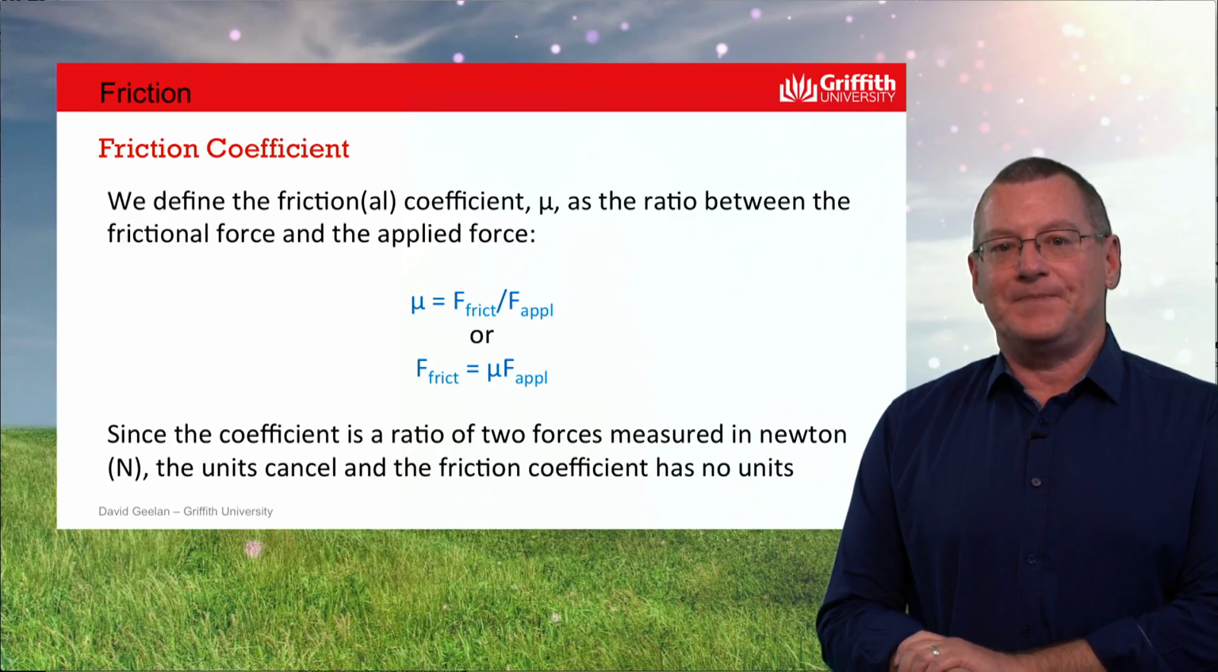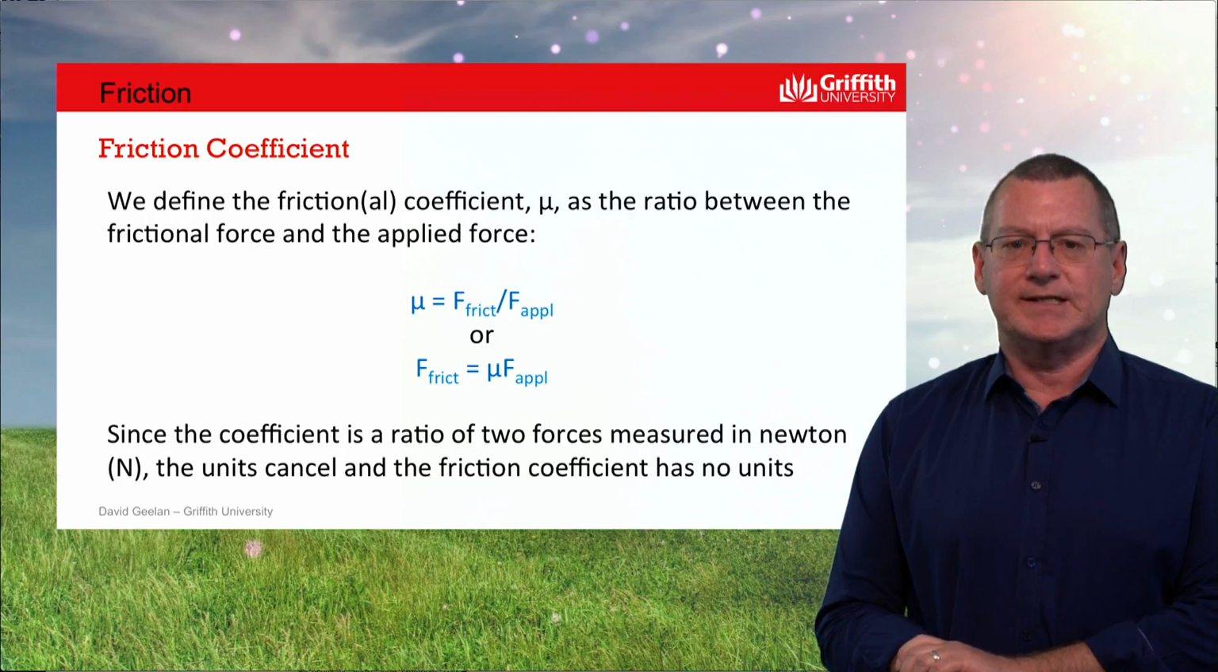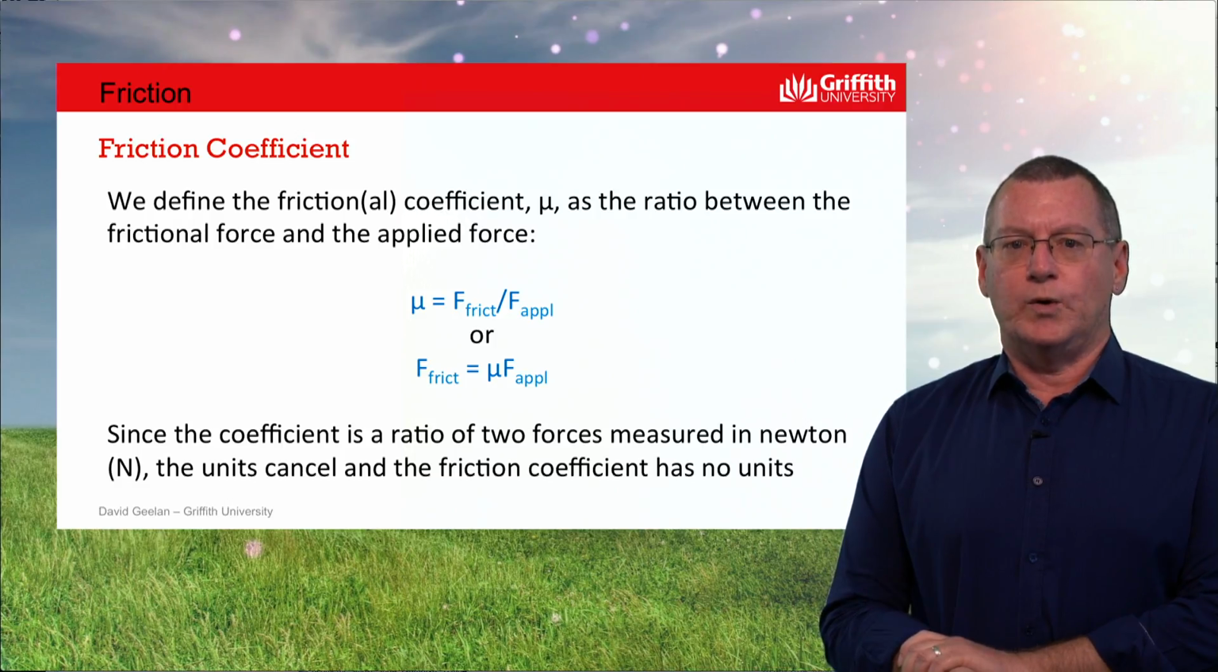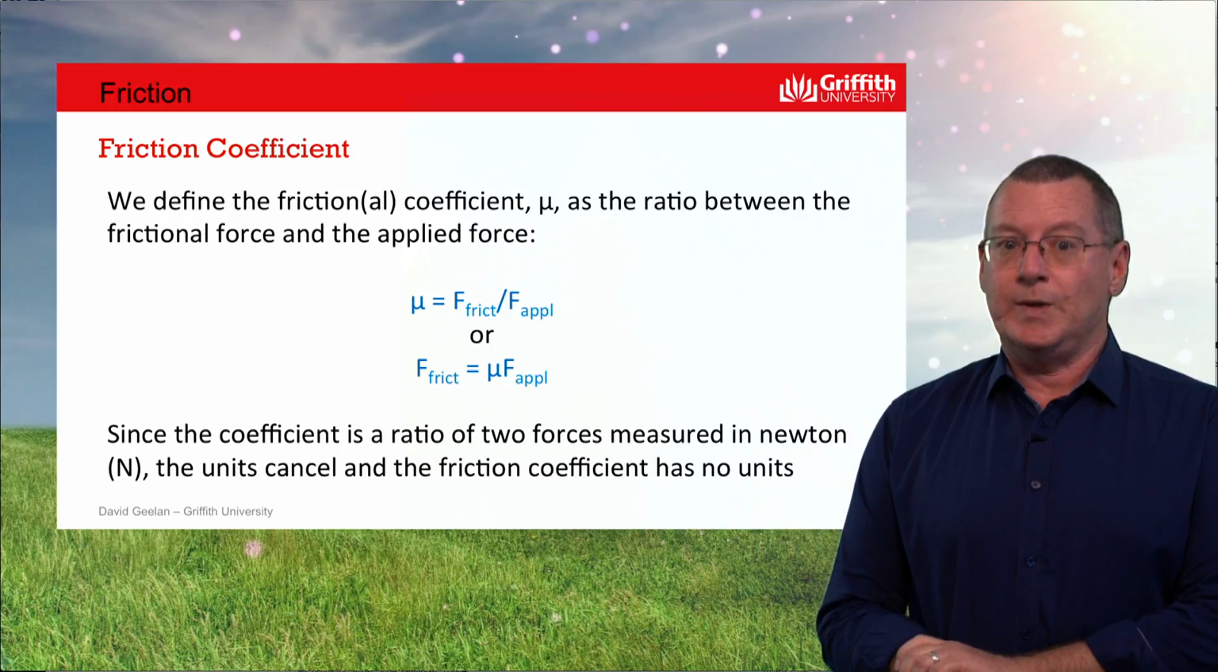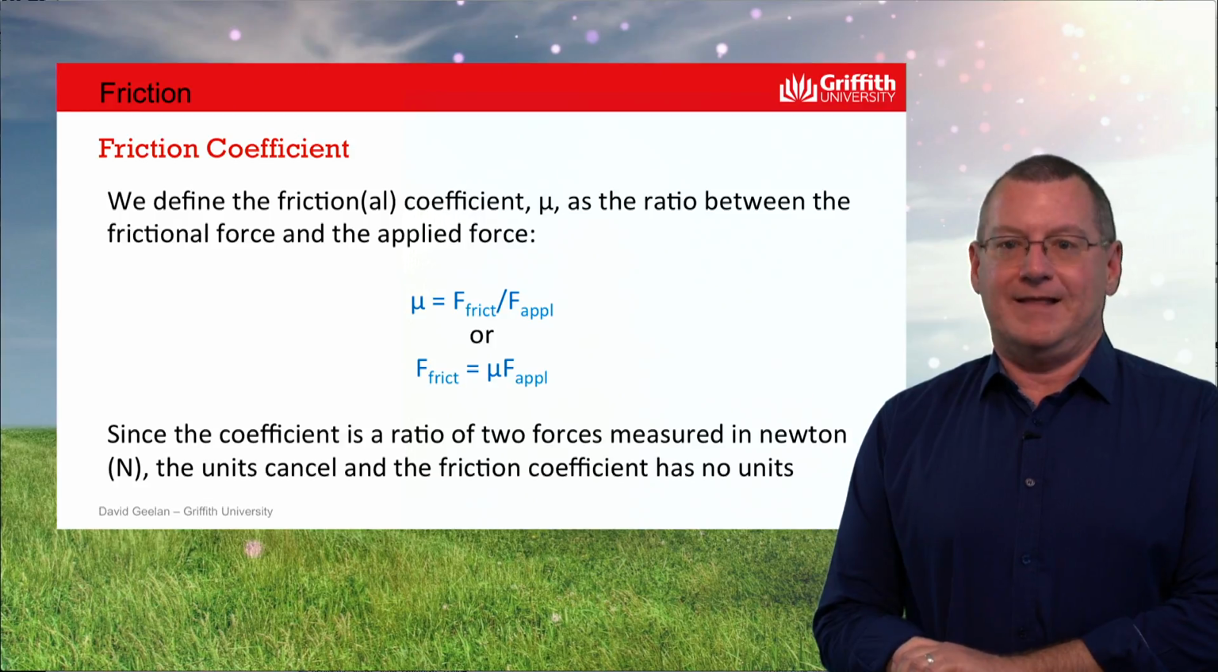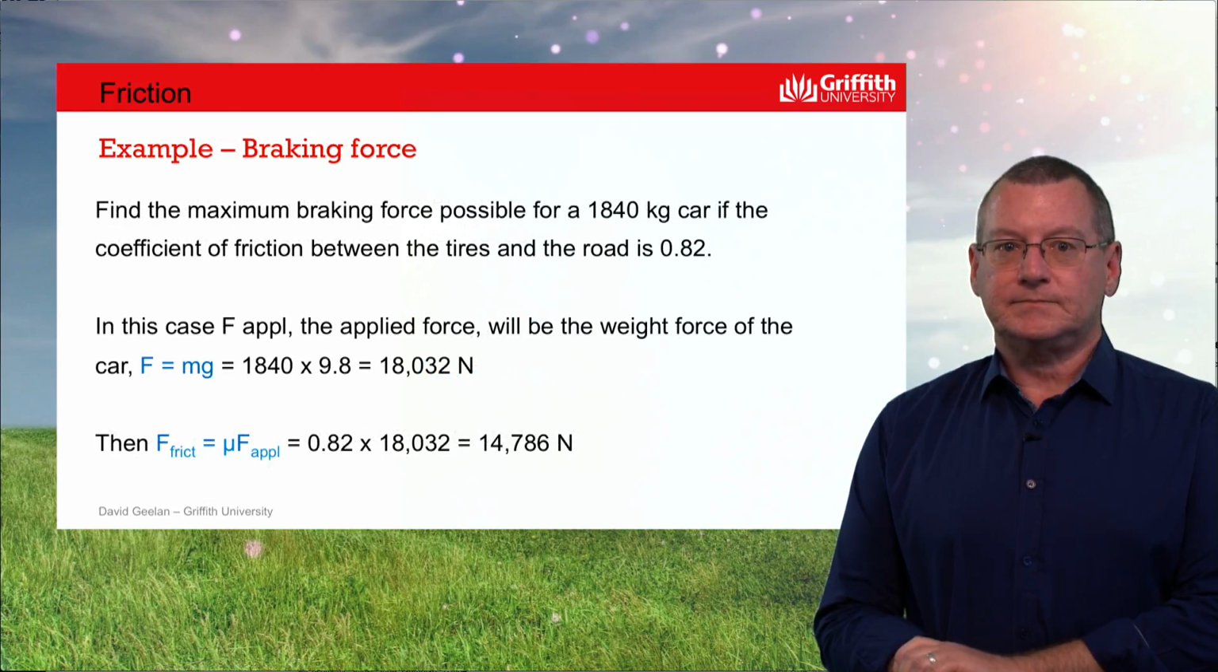But if you have a look at the top, it's the ratio of the frictional force divided by the applied force. Now, both of those forces are in newtons, so the units cancel out. The newton cancels out with the other newton, and so the frictional coefficient mu doesn't have units. So don't write a unit beside it. It's just a raw number, and that's just the nature of the beast.